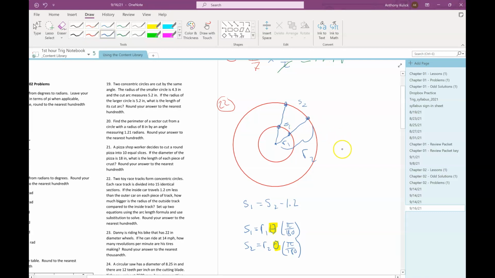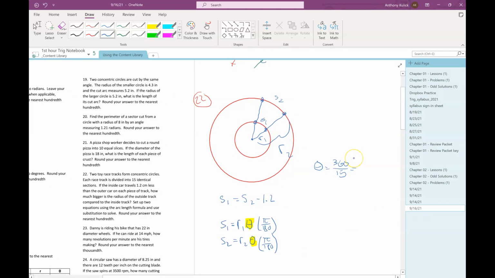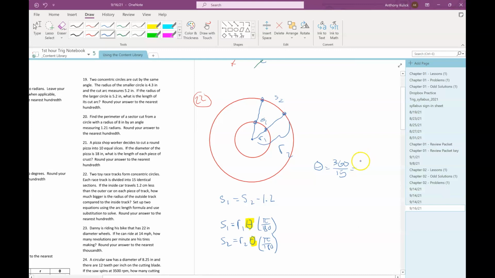So I know that this is split into 15 identical sections, and I have 360 degrees in the entire circle. I'm splitting that into 15 pizza slices. So 360 divided by 15 is 24 degrees. So I can fill that in.